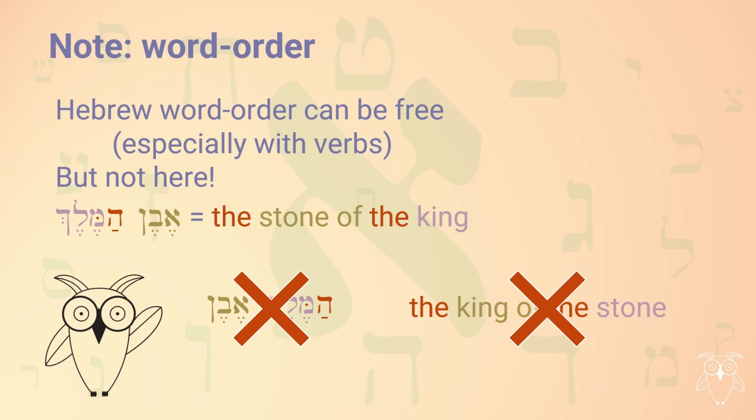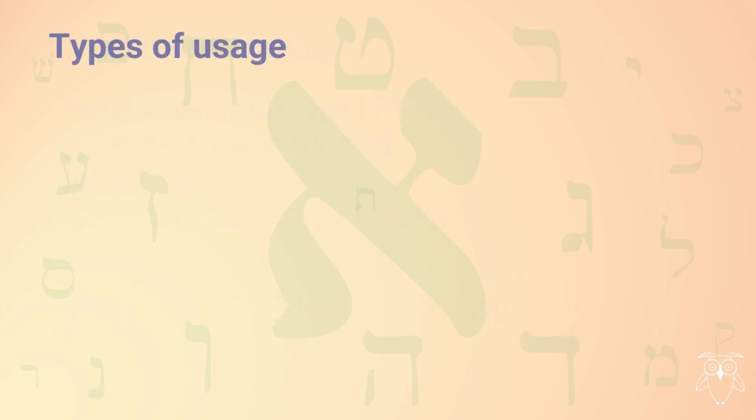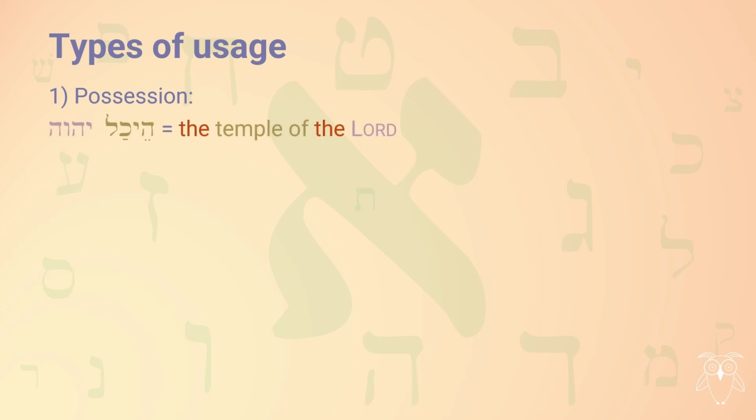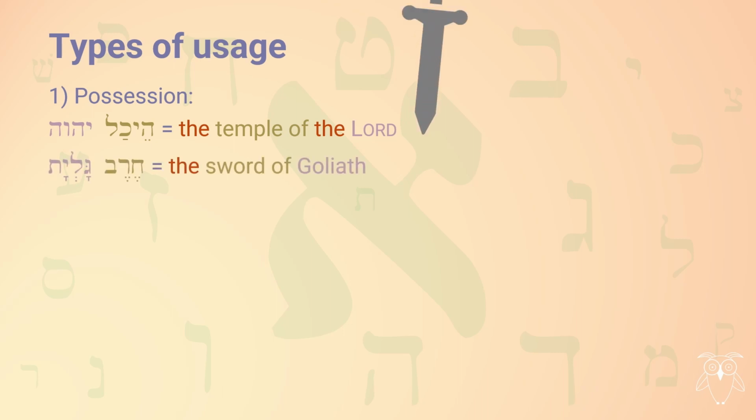So in what kinds of circumstances are these constructions used? Now here I will only mention a few types of examples. Other examples and other types of uses will be mentioned in future videos. The first type of usage is when it can show possession. For example, Heichal Adonai, the temple of the Lord, the temple that belongs to or is the possession of the Lord. Or Cherev Goliath, the sword of Goliath.